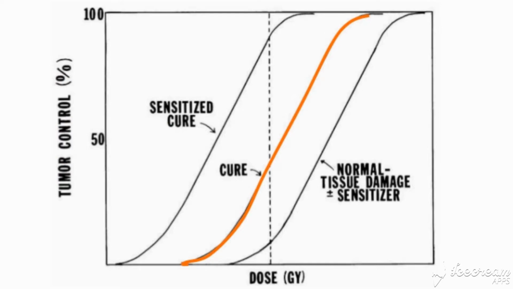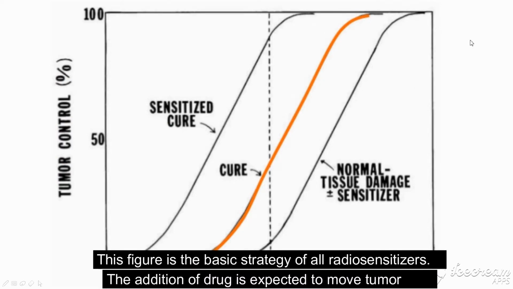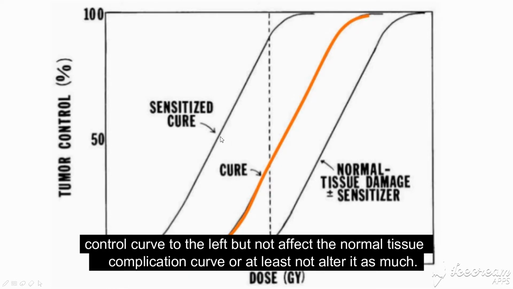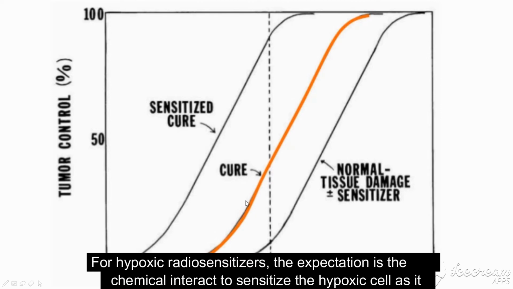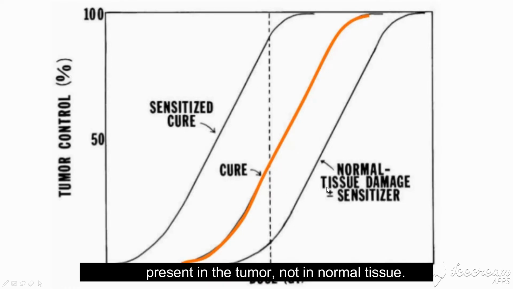Now we look at this figure, which is the basic strategy of all radiosensitizers. The addition of the drug is expected to move the tumor control curve to the left, but not affect the normal tissue complication curve, or at least not alter it as much. For a hypoxic radiosensitizer, the expectation is that the chemical interacts to sensitize the hypoxic cells, as they are only present in the tumor, not in the normal tissue.